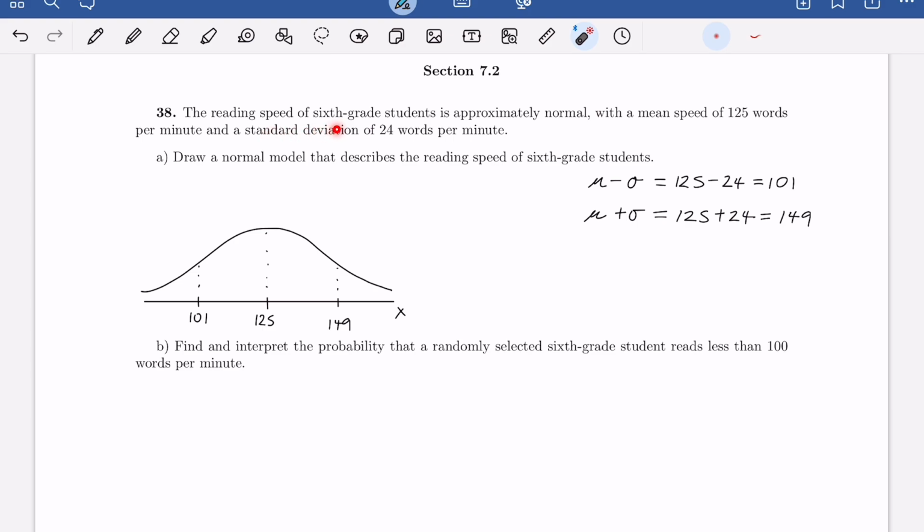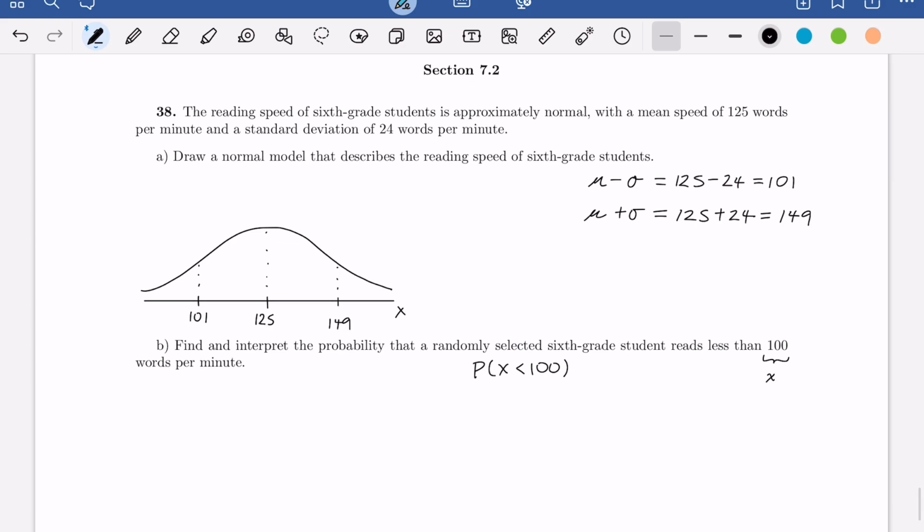Since the reading speed of sixth grade students, this is our random variable x, is approximately normal, we're going to transform our random variable x into a standard normal random variable z. And this standard normal random variable has a mean of 0 and a standard deviation of 1. So the first thing we need to do is find the probability that x is less than 100. So we're going to take this value of our lowercase x being 100 and convert it into a z-score.